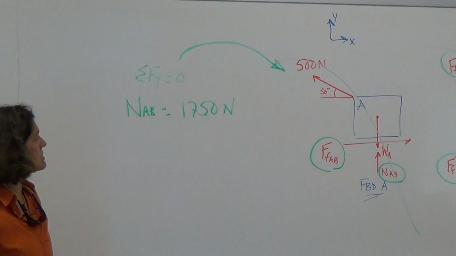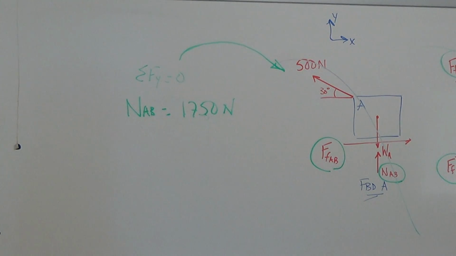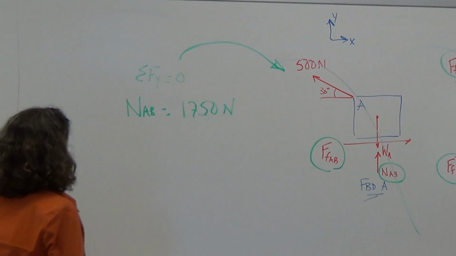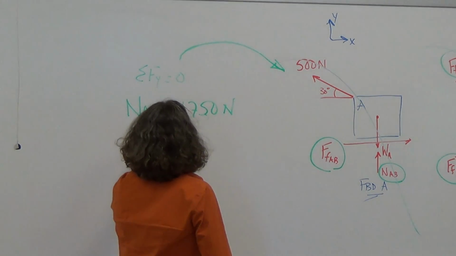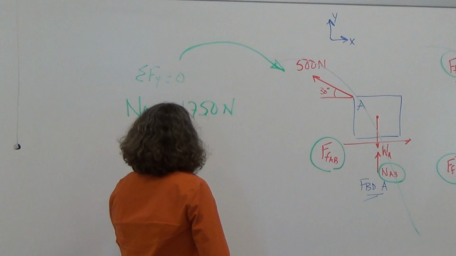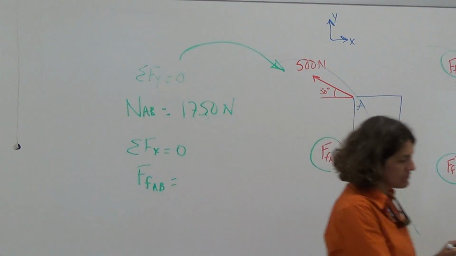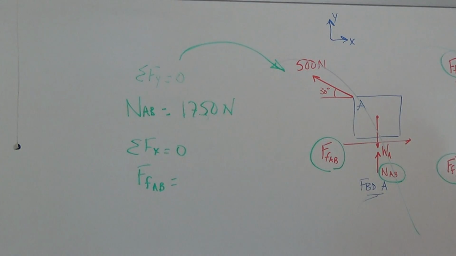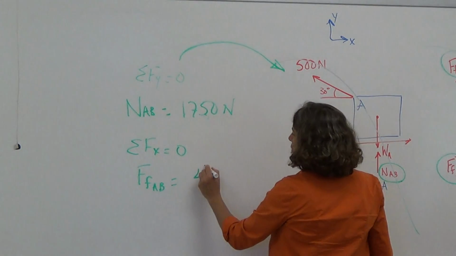Then what would you do next, David? Okay, let's do sum of the forces in the x equals 0. And we wind up getting the frictional force between A and B turns out to be 433.